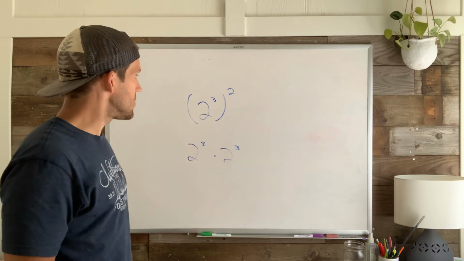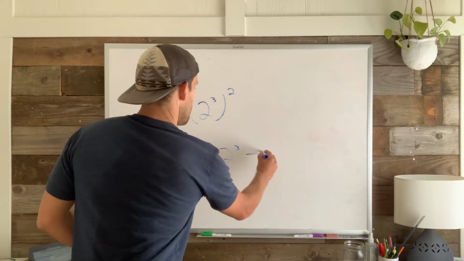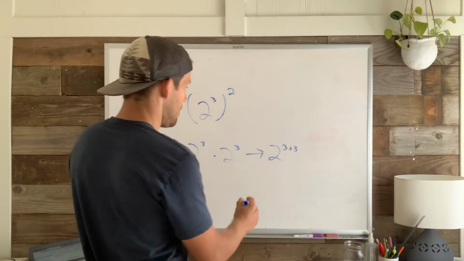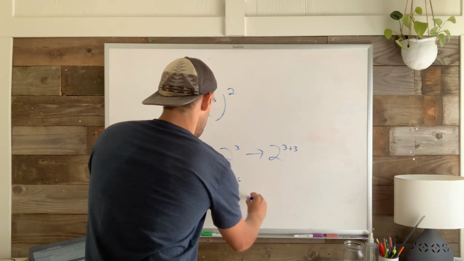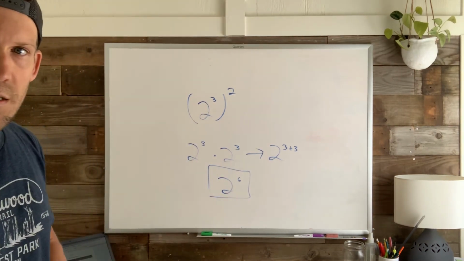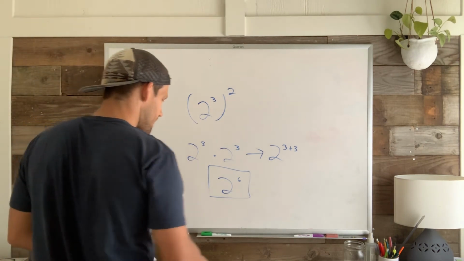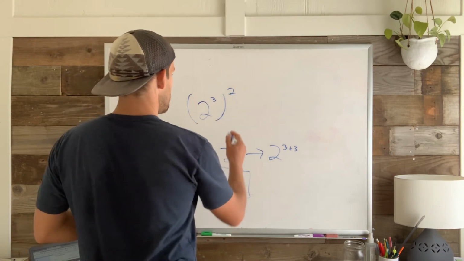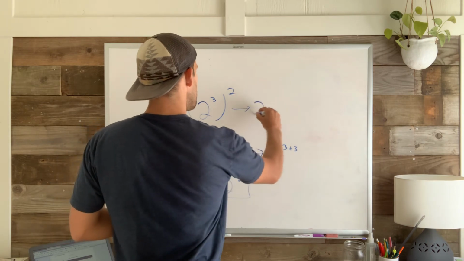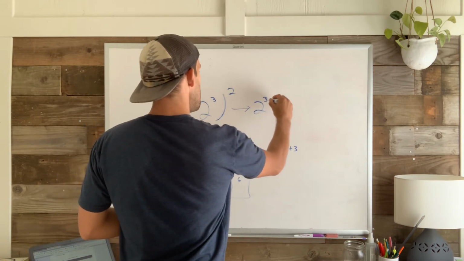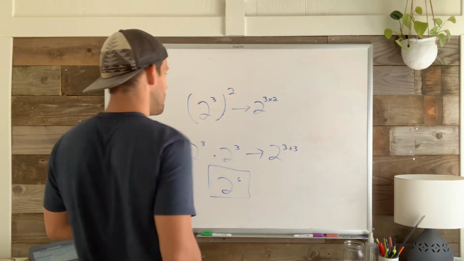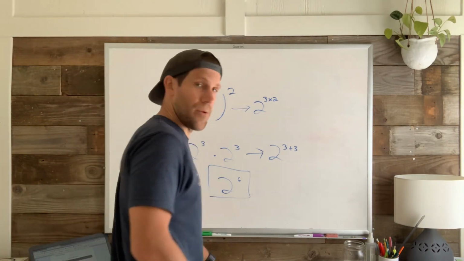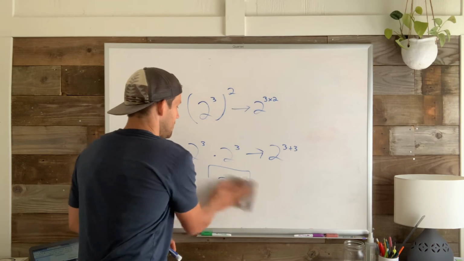2 to the third times 2 to the third is the same as 2 to the 3 plus 3, or 2 to the 6th. Okay? So that's when you have exponents outside. So another way to say this is 2 to the 3 times 2. I'll do one more example because that was very similar to the last one in the numbers.